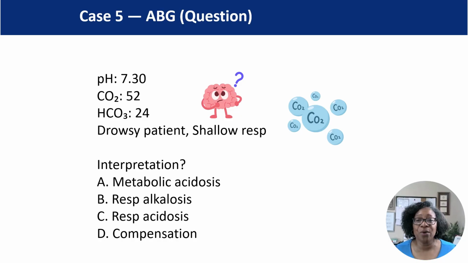Now let's look at an ABG question. The pH is 7.3, the CO2 is 52, and the bicarb is 24. The patient is drowsy with shallow respirations, okay? What's the priority? What's the priority interpretation? Metabolic acidosis, respiratory alkalosis, respiratory acidosis, or compensation.